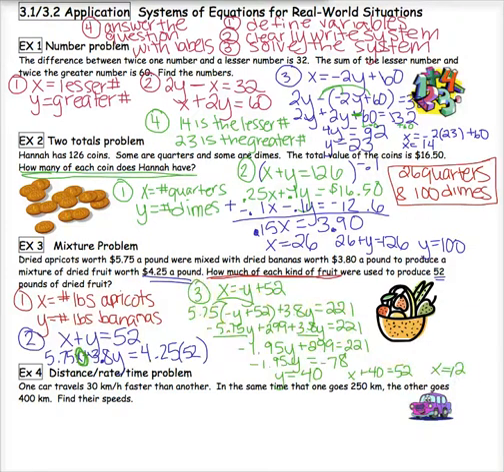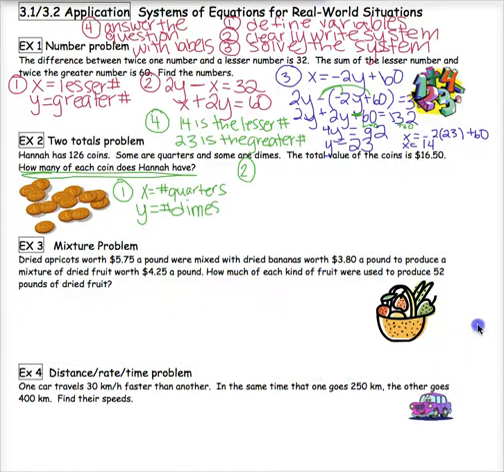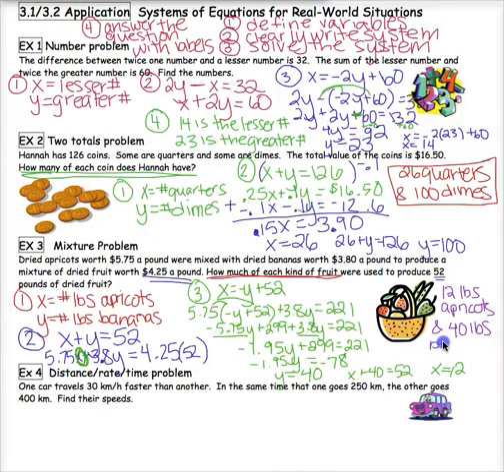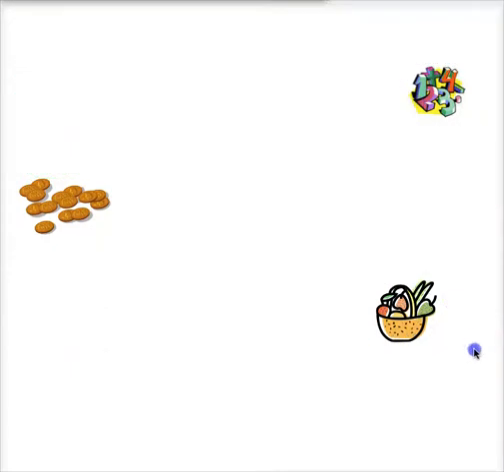So my very last step is to make sure that I have answered the actual question asked, which is to say I need 12 pounds of the apricots and 40 pounds of the bananas.